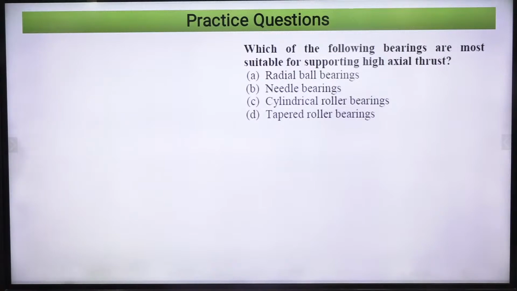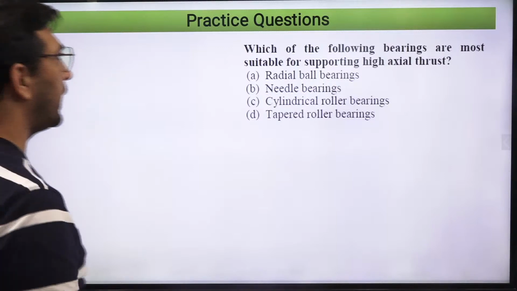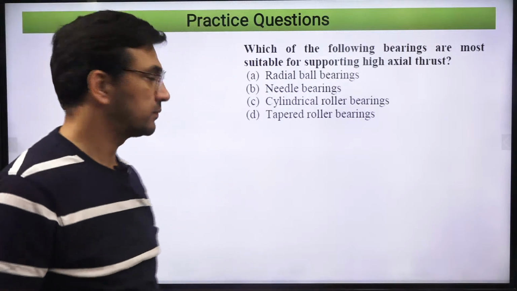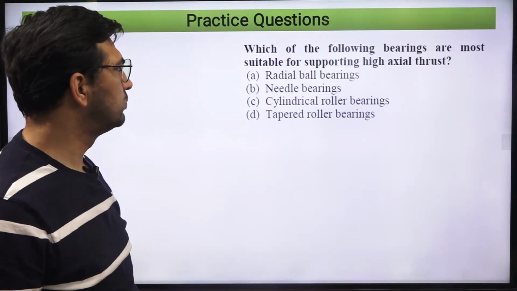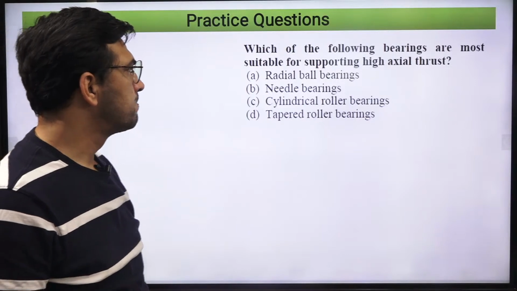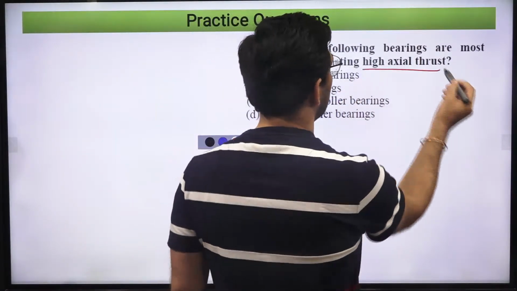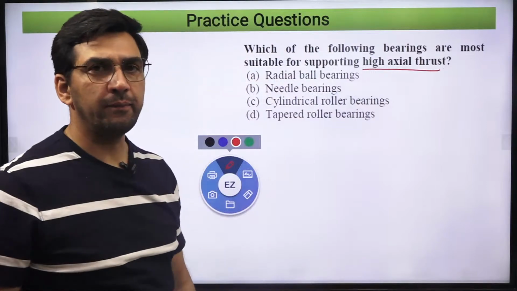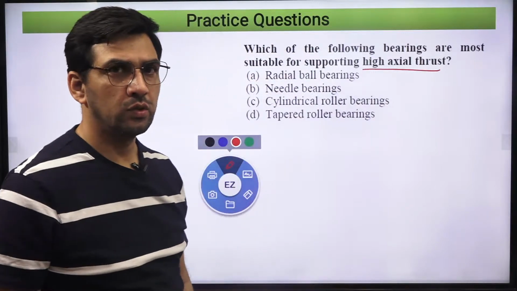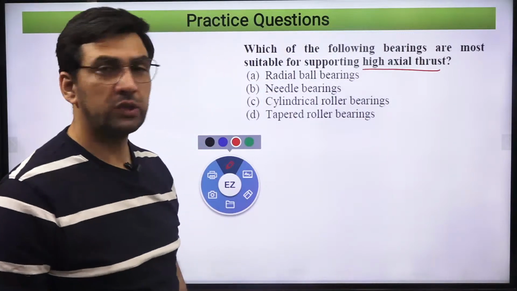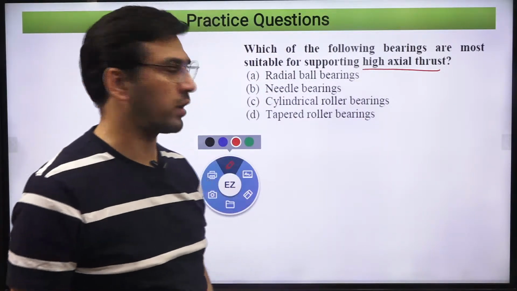Which of the following bearings are most suitable for supporting high axial thrust? Okay, this is going to check your understanding. Let me ask one question to you. Ball bearings, can they carry high axial thrust or a high axial load? You will say no, because they can carry moderate.